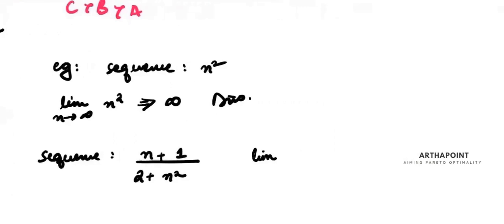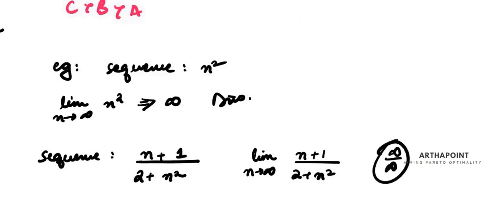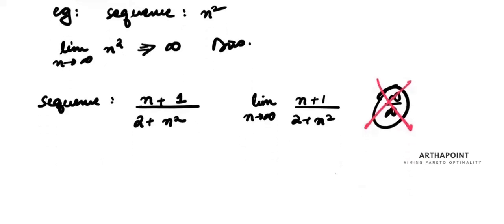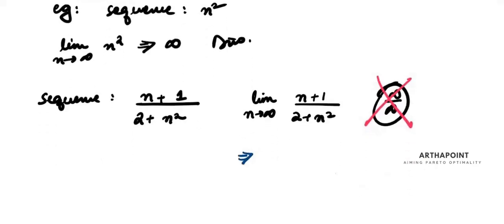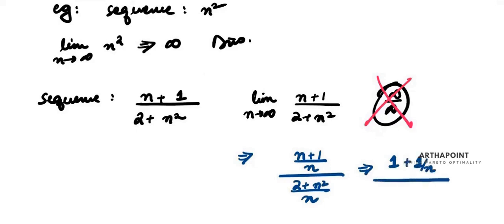Now when I apply limit n tends to infinity to (n plus 1) upon (2 plus n square), if you directly apply, you will get infinity by infinity. So usually we don't do that in limits. What you will do is divide both numerator and denominator by n. So you will have (n plus 1) by n upon (2 plus n square) by n. You will get (1 plus 1 by n) upon (2 by n plus n).